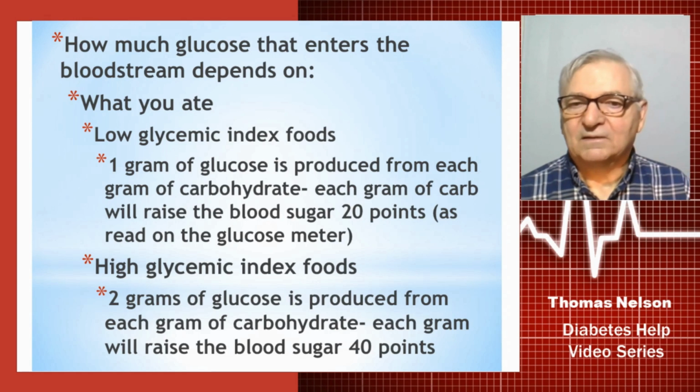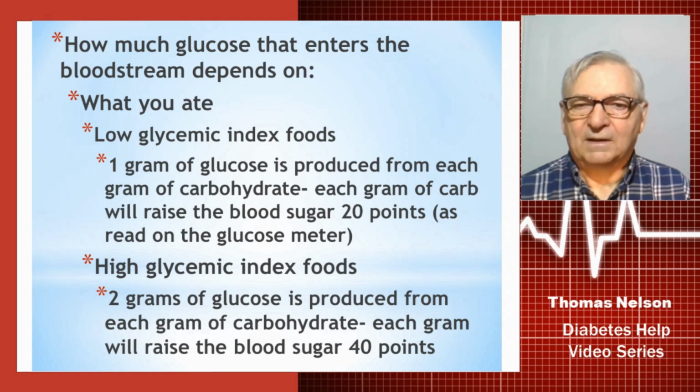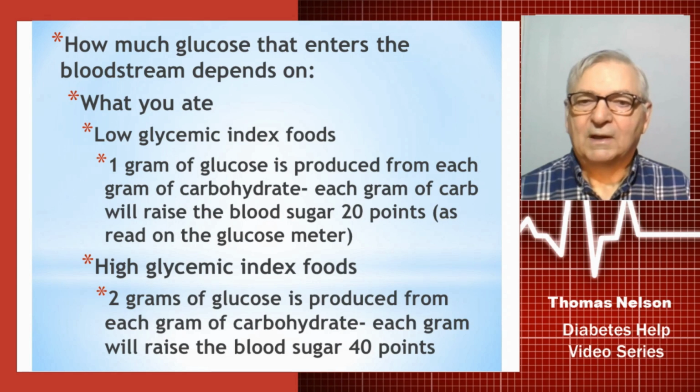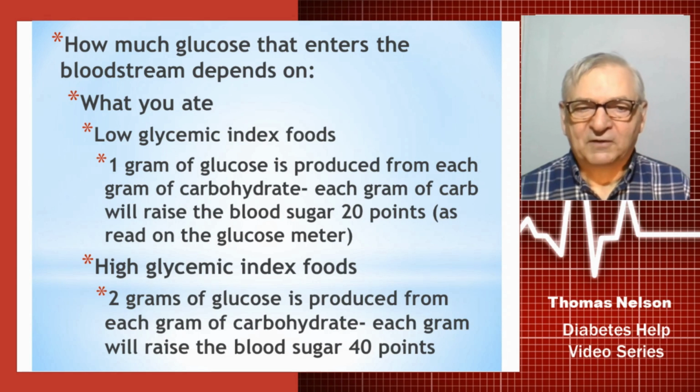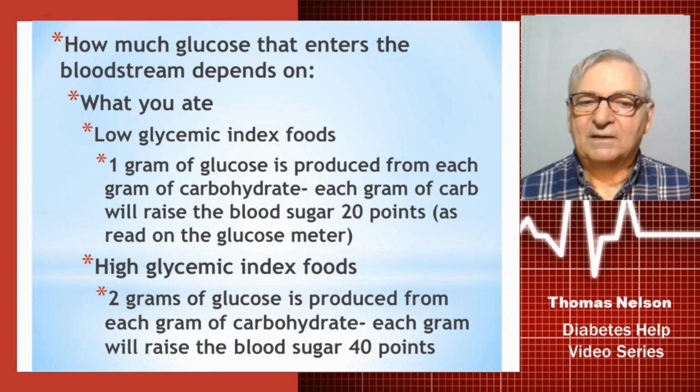High glycemic index foods, on the other hand, are a whole different scenario. Those are things like sweet potatoes, sticky rice, and especially wheat. Wheat is huge. So 1 gram of each of those carbohydrates is going to produce 2 grams of glucose, twice as much. So 2 grams of glucose produced from each gram of carbohydrate is going to enter the bloodstream, and each of those grams is going to raise your blood sugar 40 points, not just 20, which is massive.